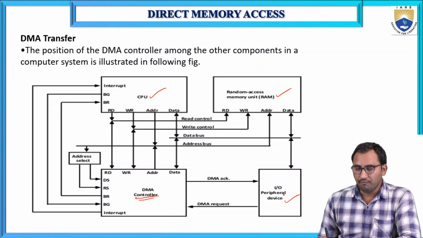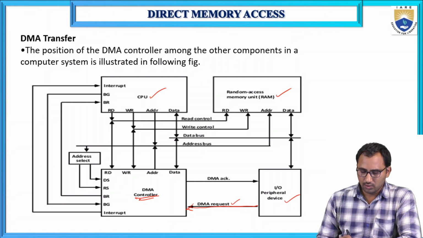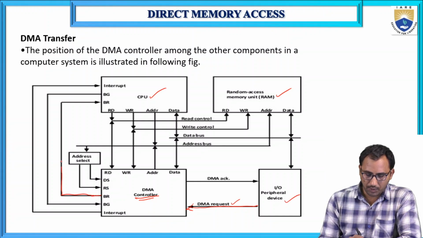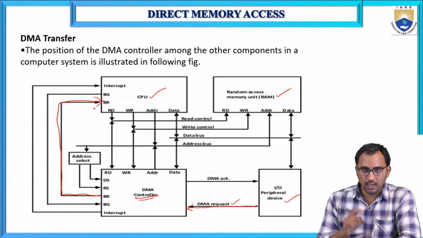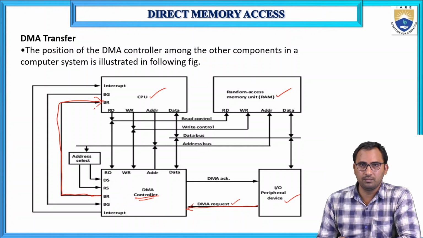So see here. Whenever the IO device is ready to transfer the data, the IO device will send a request to the DMA controller. That is called DMA request. After receiving the DMA request, the DMA controller will send a bus request signal to the CPU.